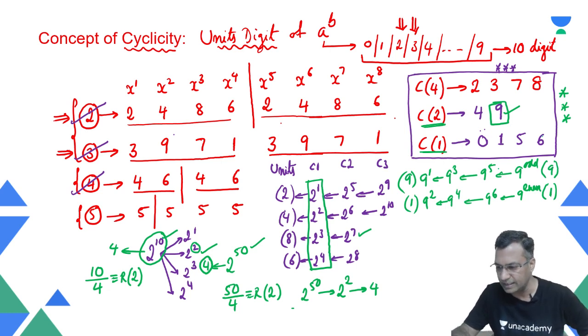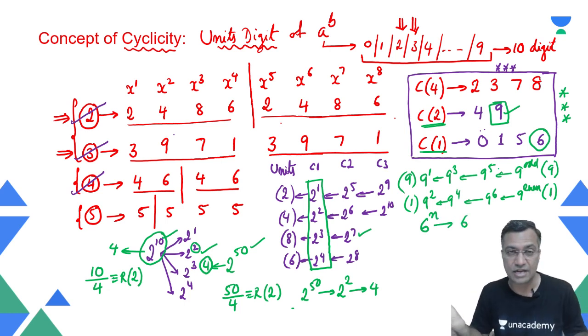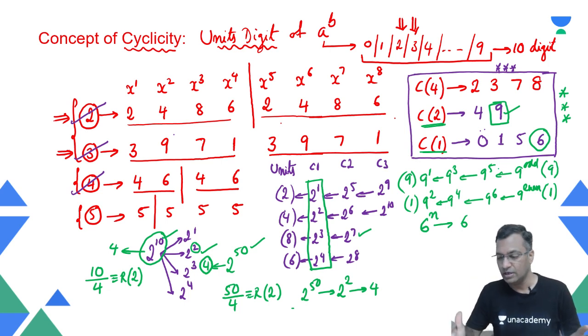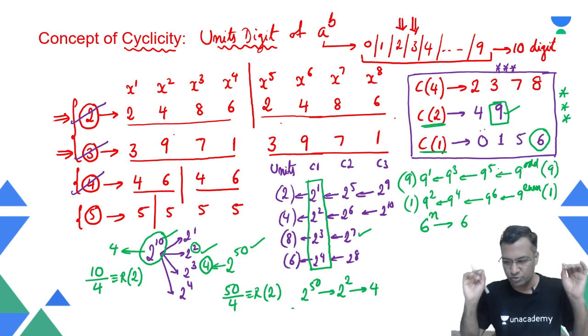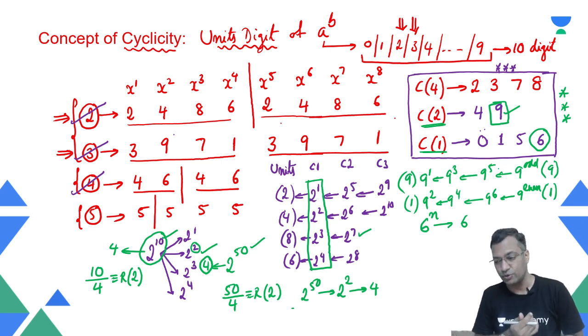For example, let me take the number 6. What you are trying to say is that for 6 raised to any power other than 0, the unit digit is always going to be 6. That power can be any natural number. 6 square, 6 cube, just think about it. Whatever numbers you know, you understand that it's true. That is what we are talking about.